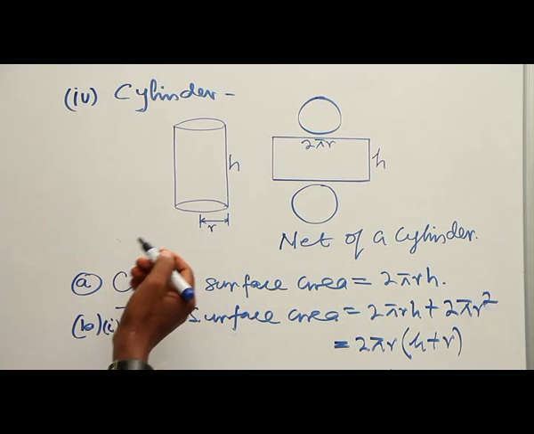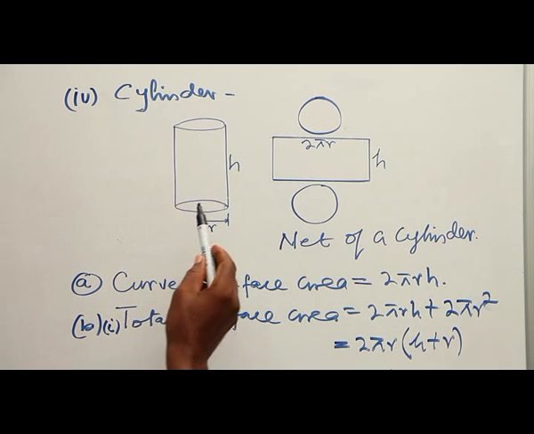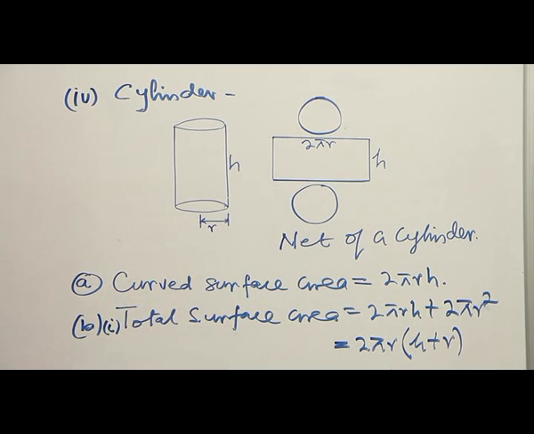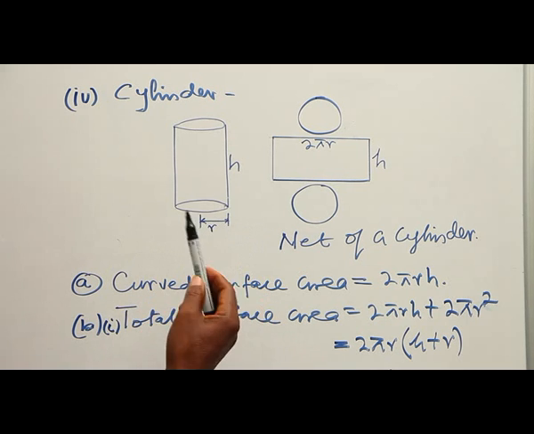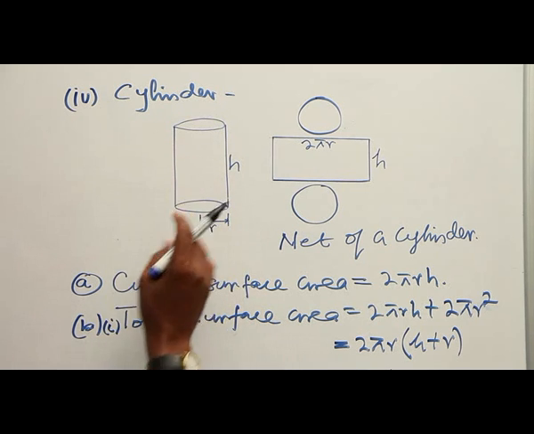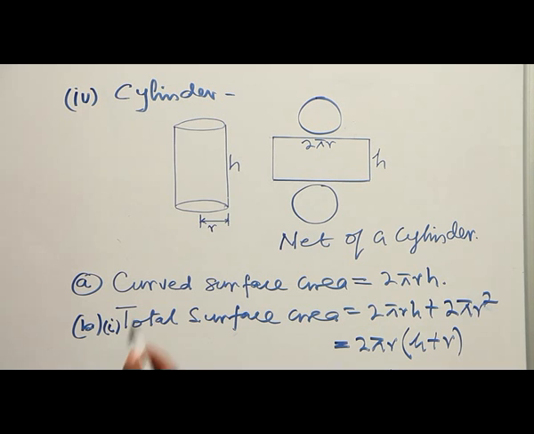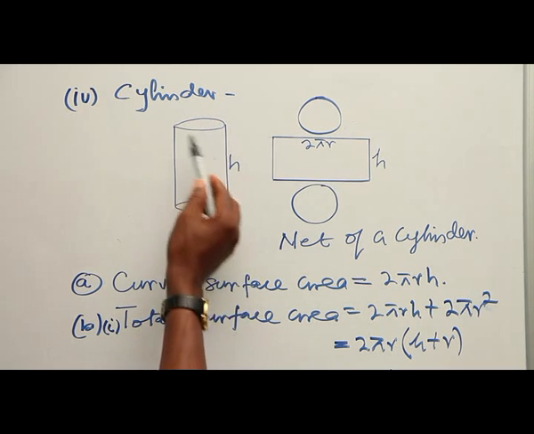A milk cup, a tomatoes cup, and of course a Bonvita cup, and a drum. All are examples of a cylinder. Now, there is what we call the net of a cylinder. When you talk about the net of a cylinder, it's a situation where you cut out the surfaces that make up the cylinder. And these are the bottom and the top.